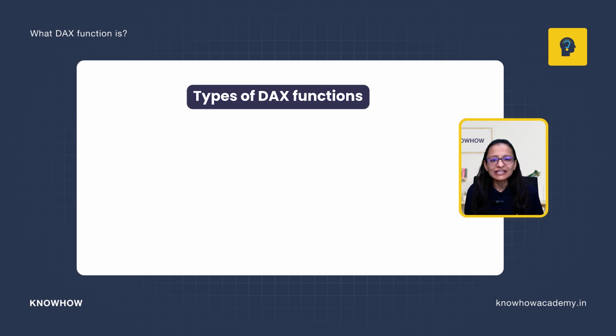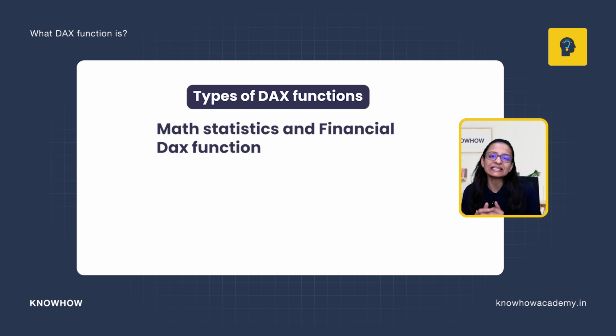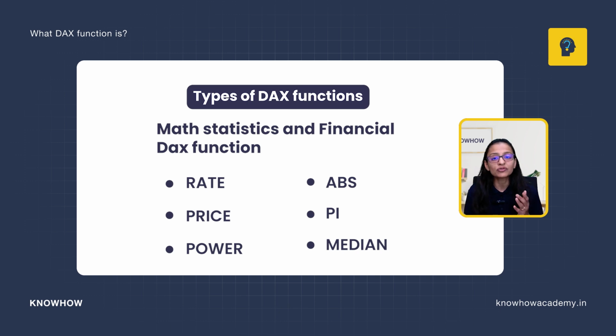The next type of DAX function is the math and statistic or financial DAX function. So sometimes you want to do some mathematical calculation, or you want to do some statistical summary from the data, and sometimes you also want to do some financial calculation. So at that time, you need to use the math, statistical or financial DAX functions. So let's say if you want to find a power of something, find the square root, find interest, or find the cos and sine value, at that time you can use the math and statistic DAX functions. So here are examples of math and statistic DAX functions.